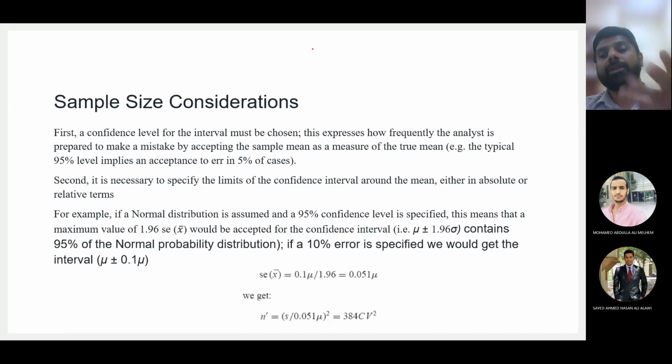And the interval which will give you 95% of the entire population is known as the confidence interval: how much interval you need around the mean, meaning how much population you want to cover. If you are assuming a normal distribution and going for a 95% confidence level, you can see that although the previous chapter was from a different book, this one is also using a 95% confidence level. So you want to cover 95% of the entire population.